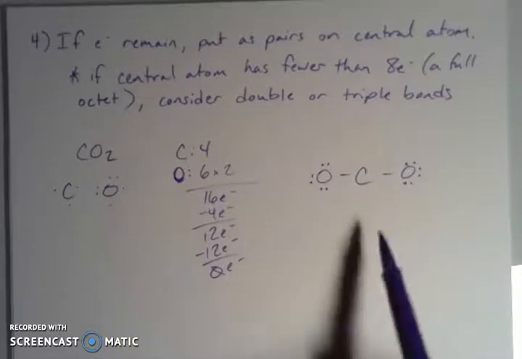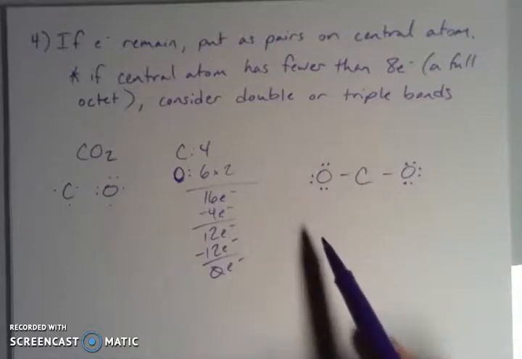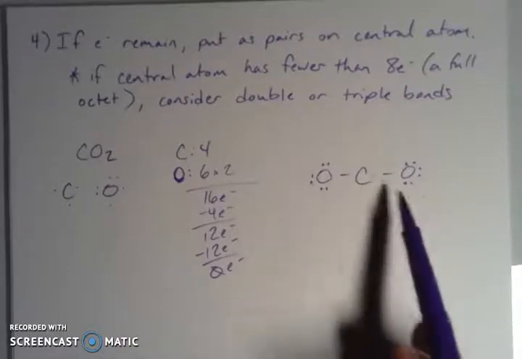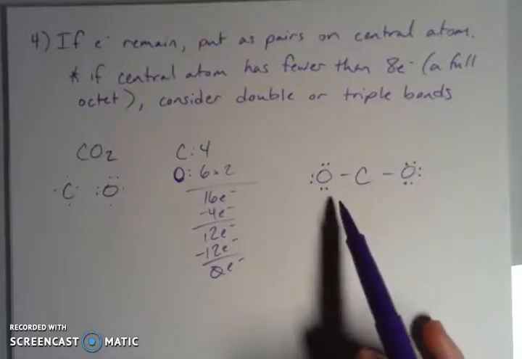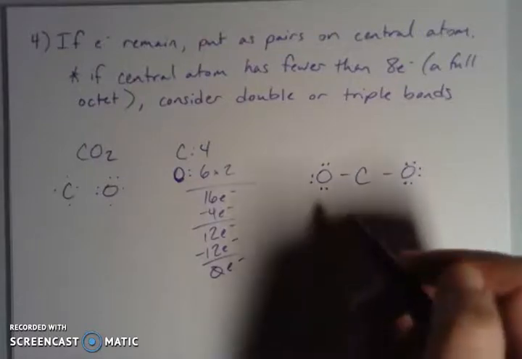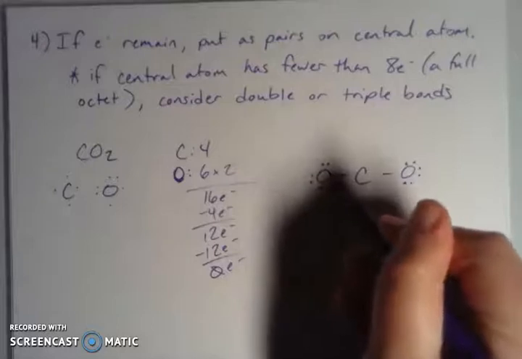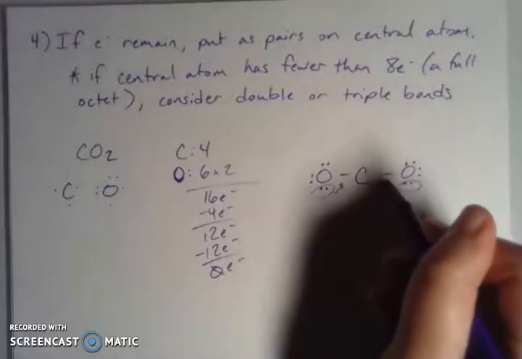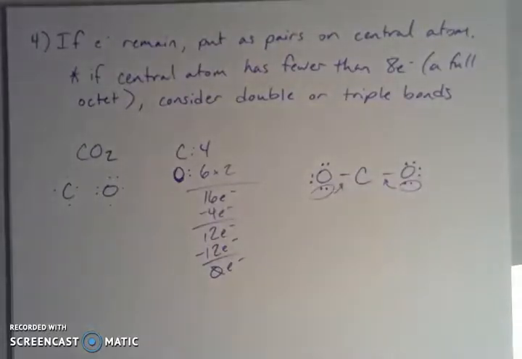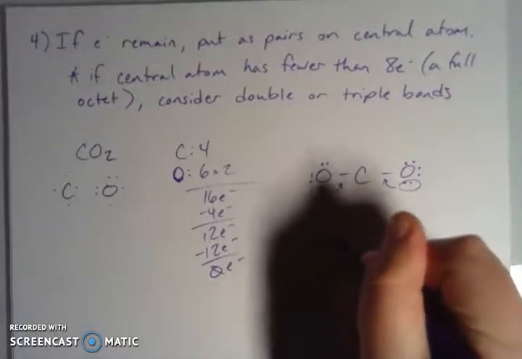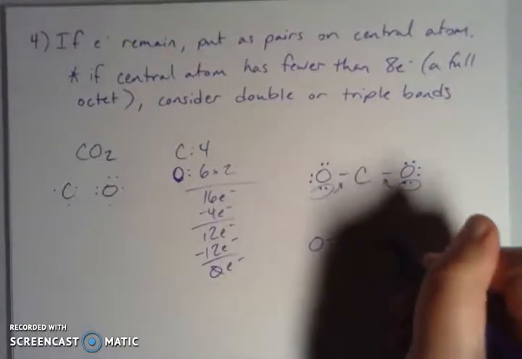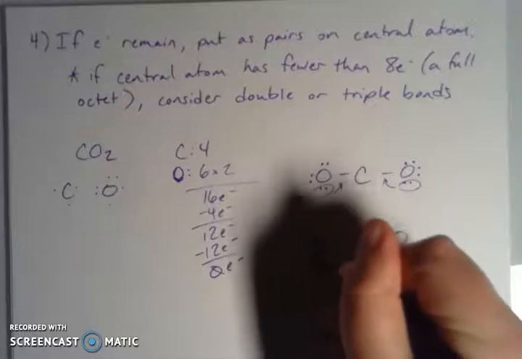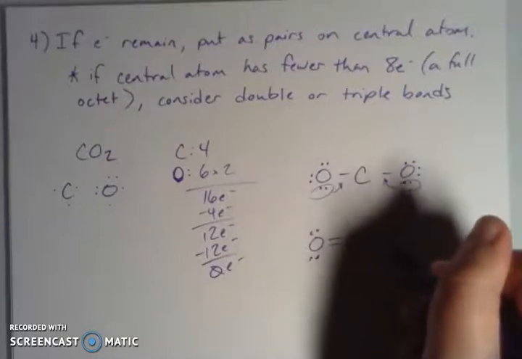The problem comes with carbon. If I look at my oxygens, they're just fine. 2, 4, 6, 8, 2, 4, 6, 8. But my carbon only has 4 valence electrons. So what I have to do is follow that note up there about considering sharing multiple pairs. And when I share multiple pairs, then I have what is called a double bond or a triple bond, depending on the number of pairs that I share.